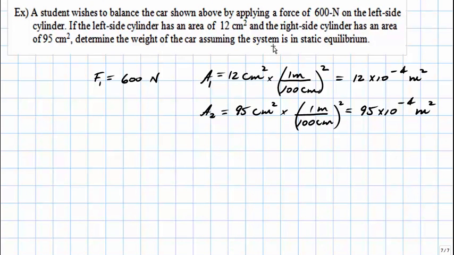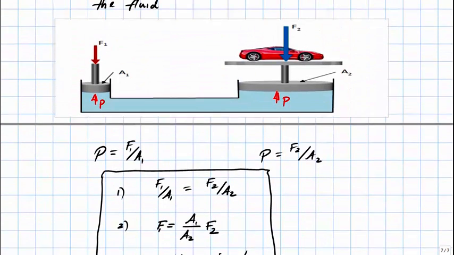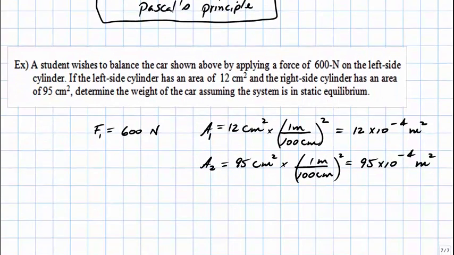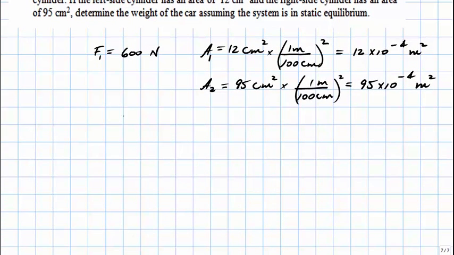We need to determine the weight of the car that can be supported with a 600 Newton force applied to the left-hand side, and of course the weight of the car simply equals the force that that car exerts on the right-hand cylinder, which we labeled as F2. So we'll make a note that the weight of the car just equals F2 within our equation, and we need to find F2.